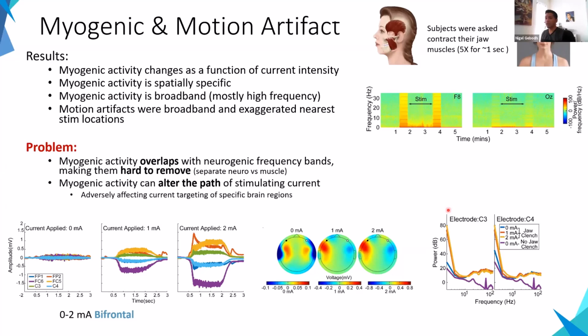when people are undergoing stimulation. Because the myogenic activity overlaps so much with neurogenic frequency bands, it makes it hard to remove. In general, without stimulation, it's a thing that's hard to remove. So with stimulation, it's even harder. And also, the myogenic activity can alter the path of the stimulation current by steering the current, because when you contract your muscles, the properties of the muscle change and it can steer the current differently. So you might not be targeting the area that you think you're targeting.